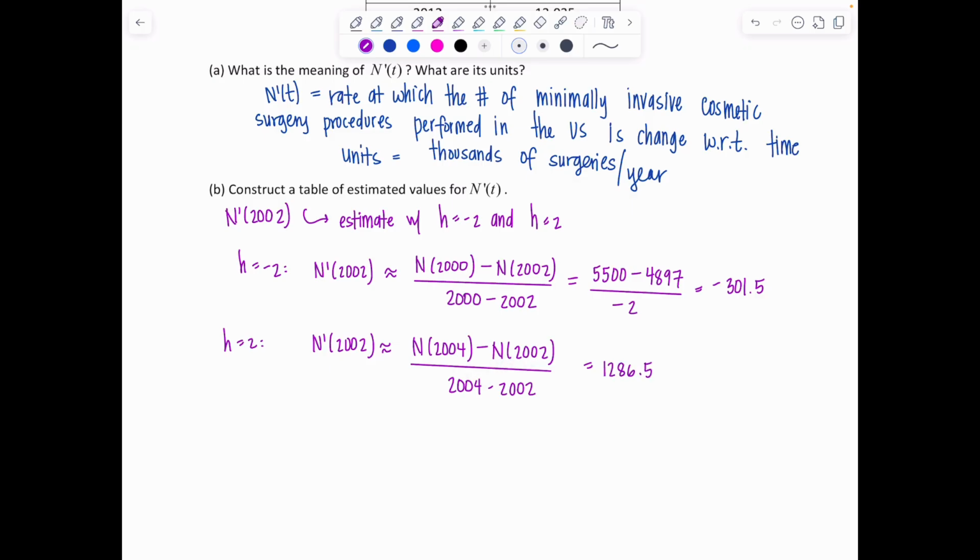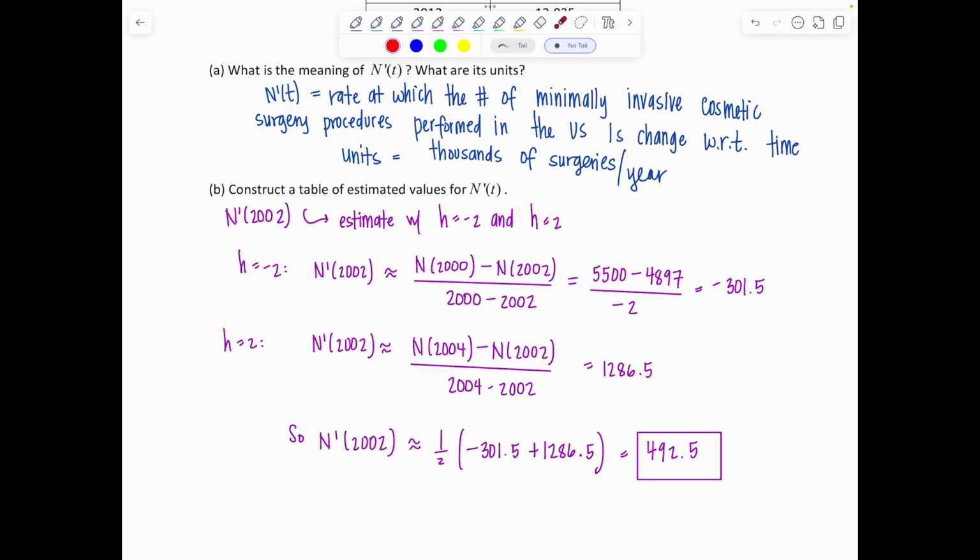Then from here, I'm going to average those two, and that'll improve my estimate. N prime of 2002 is approximately 1/2 of negative 301.5 plus 1286.5, which is 492.5 thousands of surgeries per year. So this is what we're going to use, and you just repeat the process.